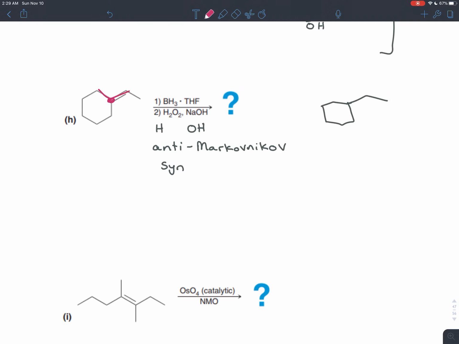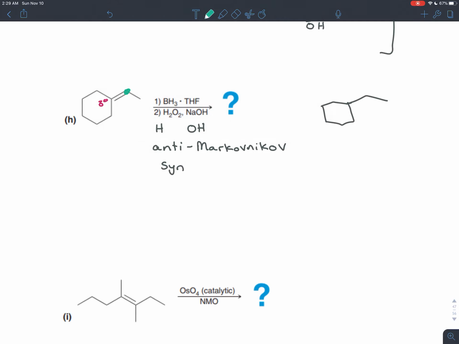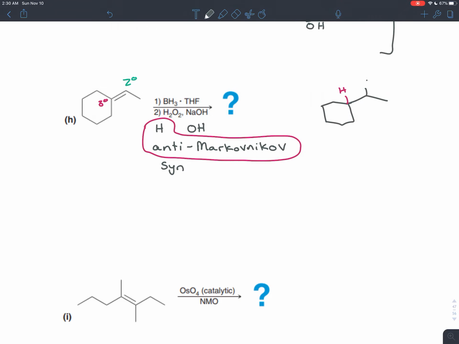Now the carbon on the left is bonded to 1, 2, 3 carbons, so that is tertiary. The carbon on the right is bonded to 2 carbons, so that is secondary. Because this is anti-Markovnikov addition, the hydrogen is going to go to the more substituted carbon. That means that the OH goes to the less substituted carbon, and we end up with that product.